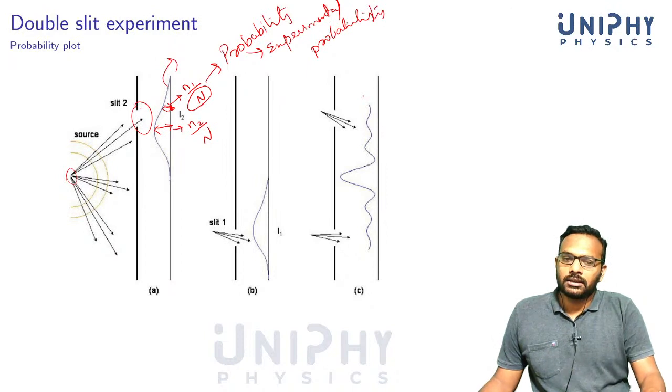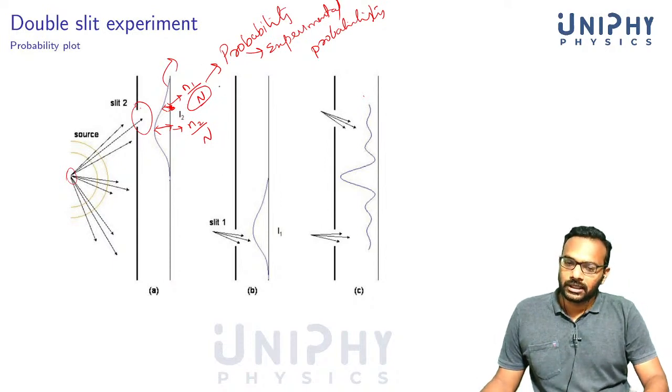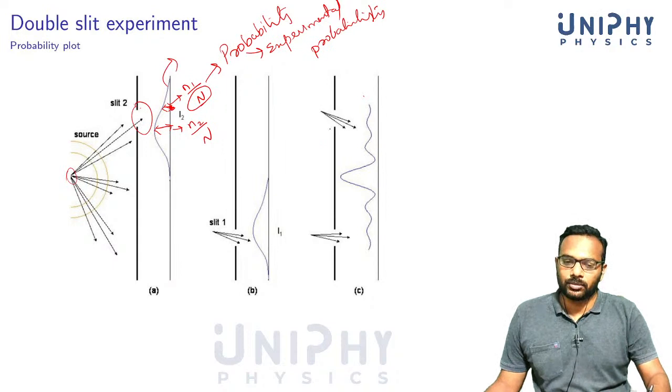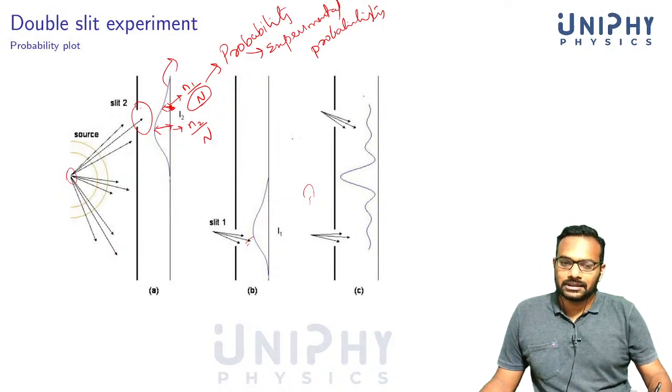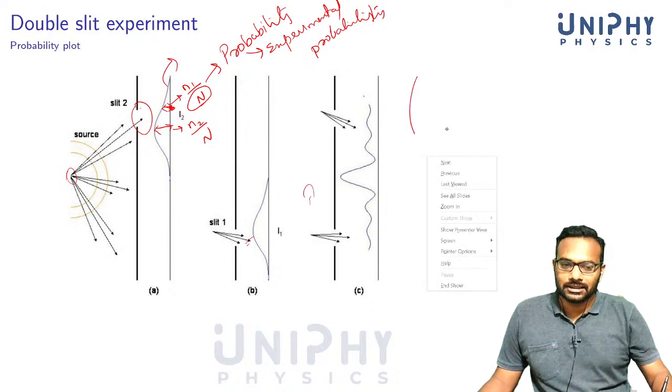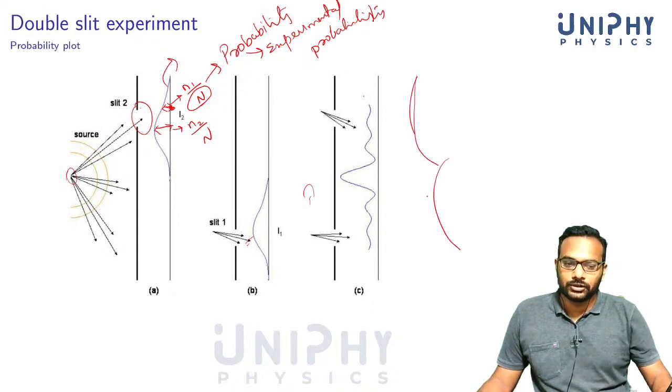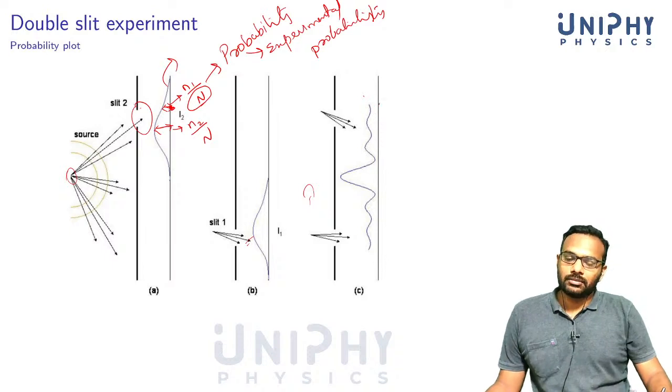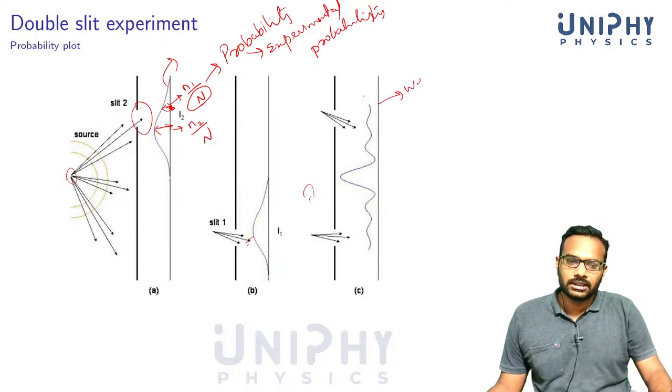It is the experimental probability, because suppose you count all the electrons that have fallen at this point and divide it by the total number of electrons, then you get the experimental or measured probability. Similarly, this is the probability pattern behind this slit. But when both slits are open, you get a different kind of pattern. You don't get just a normal sum of these two patterns. This is what we expect, what we would get for a machine gun, but that's not what we get. We get this kind of weird probability plot.